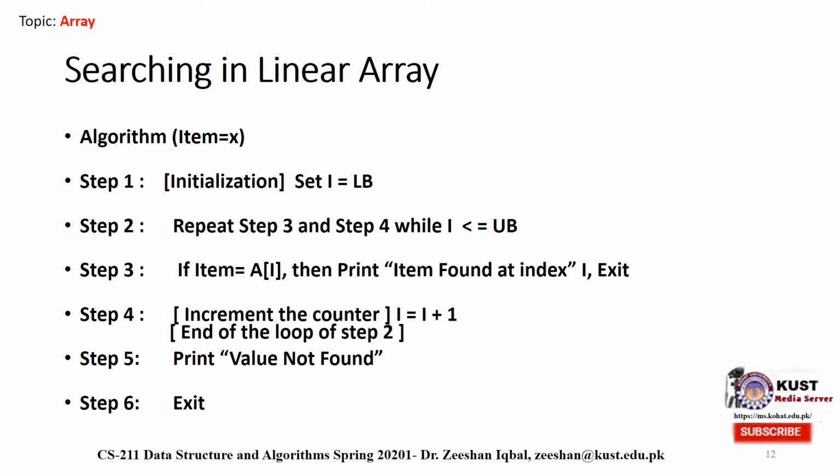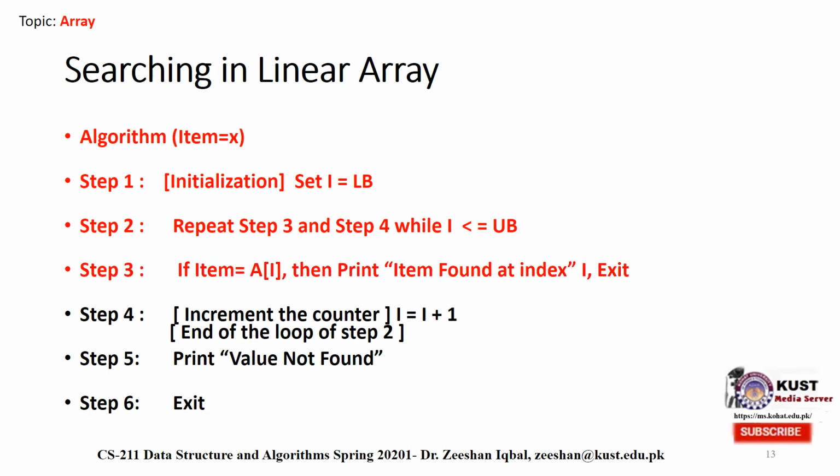Suppose the item is the value which we want to search in a given array. So continuing further, we have to search the element from lower bound to upper bound exactly once. This algorithm is similar to what we have done in the traversing algorithm. In the first step, we have to take a variable I and initialize it with the lower bound. In the next step, we will apply a while loop with the last value as the upper bound. If the loop is true, we have to repeat step 3 and 4.